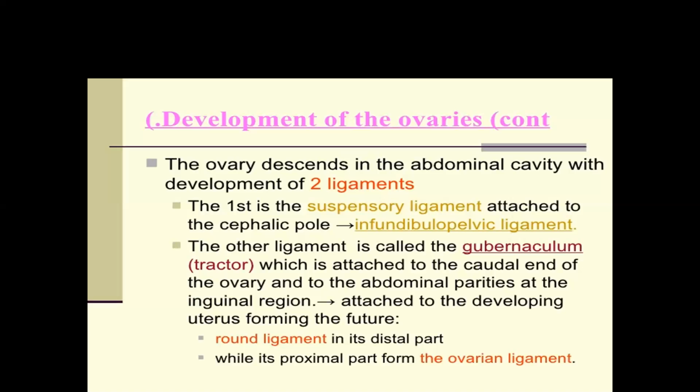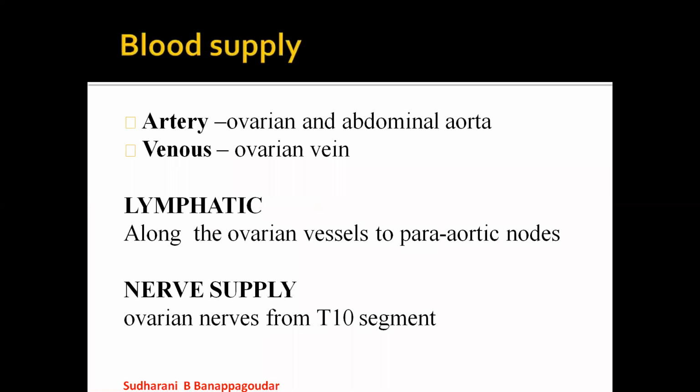Okay, so next we will see what is the blood supply for this ovary. That is, the arterial supply is the ovarian artery from the abdominal aorta, and the venous drainage is to the ovarian vein. And in the venous drainage also, left side is directly to the ovarian vein, and from the ovarian vein it is going to the renal vein, and then it is going to the inferior vena cava. But the right side is directly draining to the inferior vena cava.